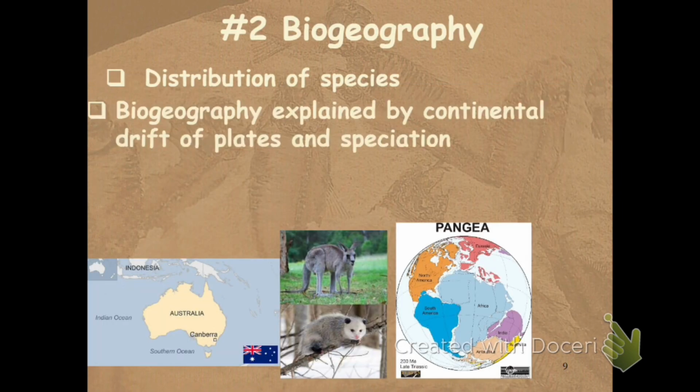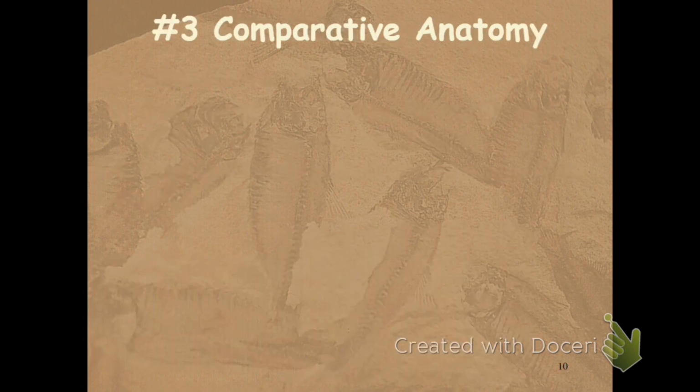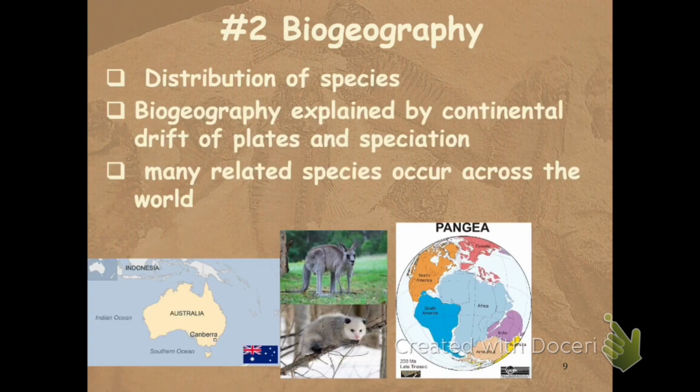New heading, new ink. Left-hand column. We've still got like 5 minutes. 7, really. New heading is biogeography. Biogeography, left-hand column. This is the distribution of species. It's explained by continental drift of plates and speciation.